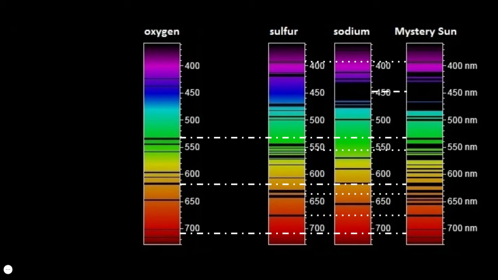In this mystery sun's atmosphere, we have oxygen. The really distinct banding pattern on oxygen is right around the 700 nanometer mark, where we have 3 faint bands. We also have sulfur with that distinct double band around the 400 nanometer mark, and that series of bands around the 550 nanometer mark. And finally, we have sodium. Sodium is really noticeable because it has that thick set of banding right at the 450 nanometer mark.